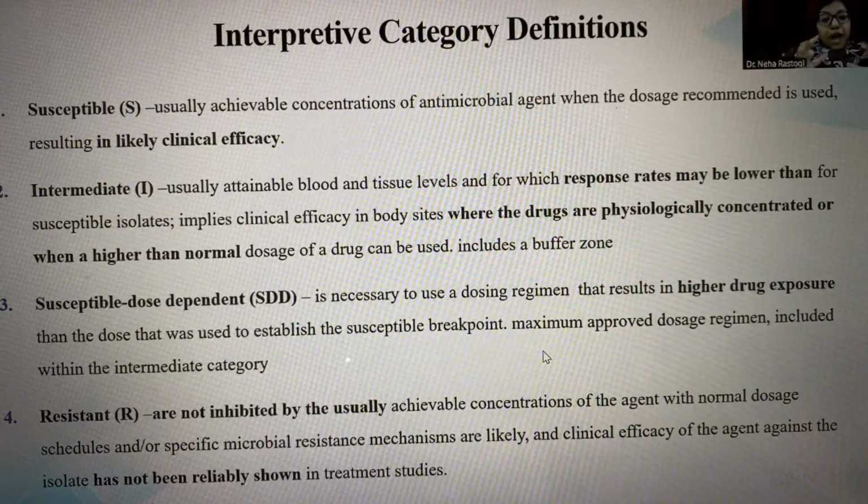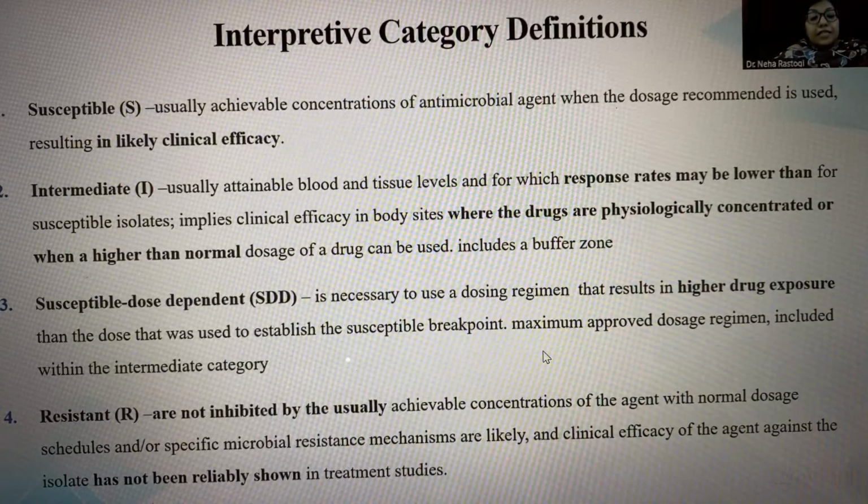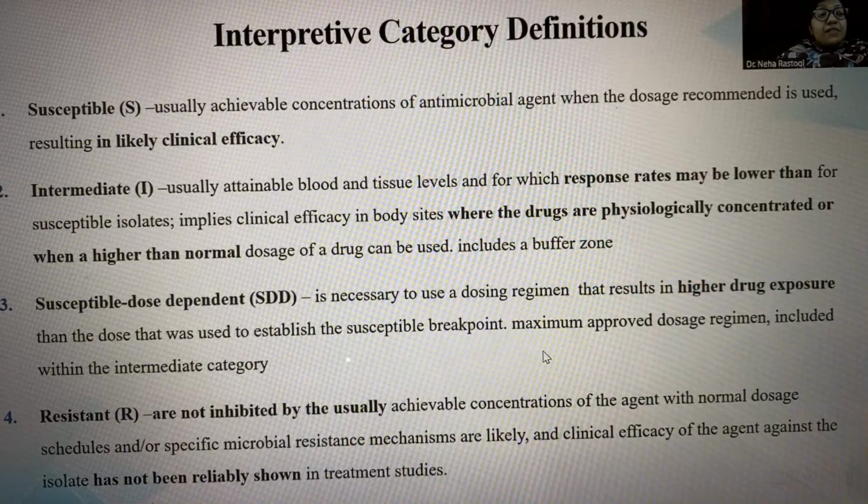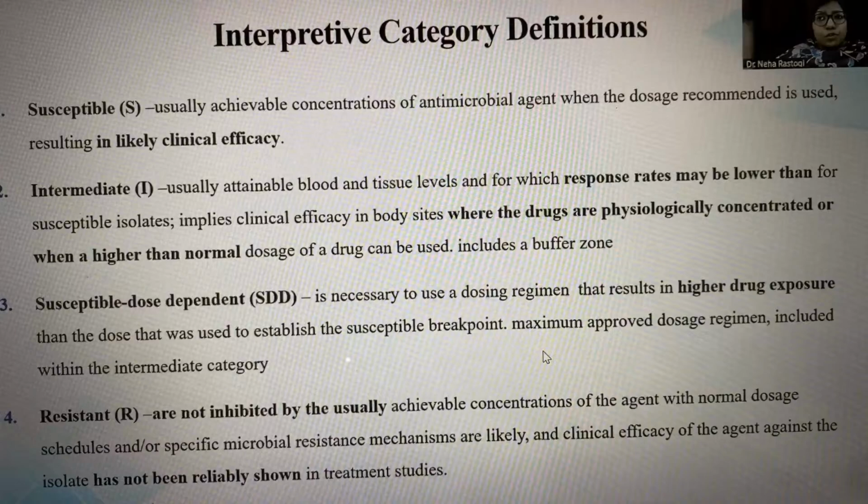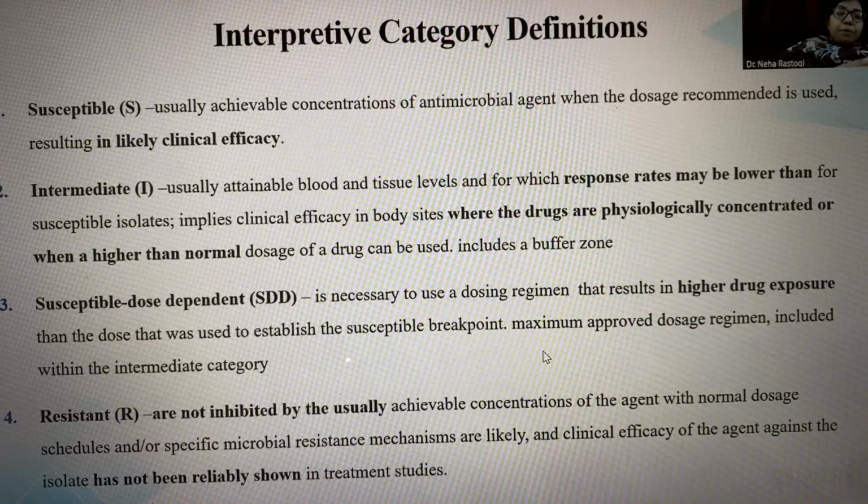It means you have to apply it at that particular body site. The best example we can give is tigecycline. We know it's a very good drug, yet we see almost all the antibiograms showing resistant ones. But when it comes to abdominal infections and skin and soft tissue, we know that the penetration of that drug is amazingly better compared to its counterparts. It is physiologically concentrated, or a higher than normal dose of the drug can be used, for example, meropenem in central nervous system infections.